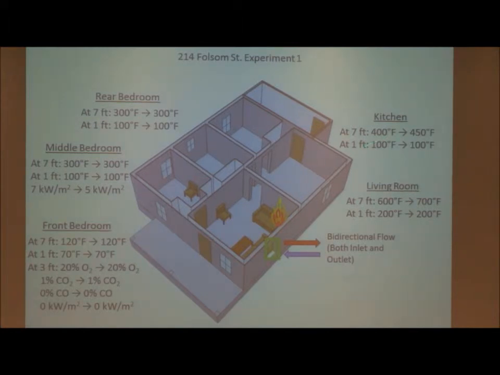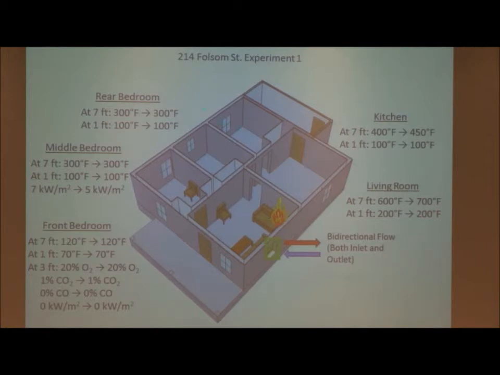The kitchen, gases are untenable in the kitchen and in the open rear bedroom. You can see it's 100 degrees on the floor, so you're not going to get a burn injury necessarily if you got a victim on the floor. But notice we have a little bit increase. Not much increase in the bedroom. We don't have a lot of flow because this is our flow path right here.